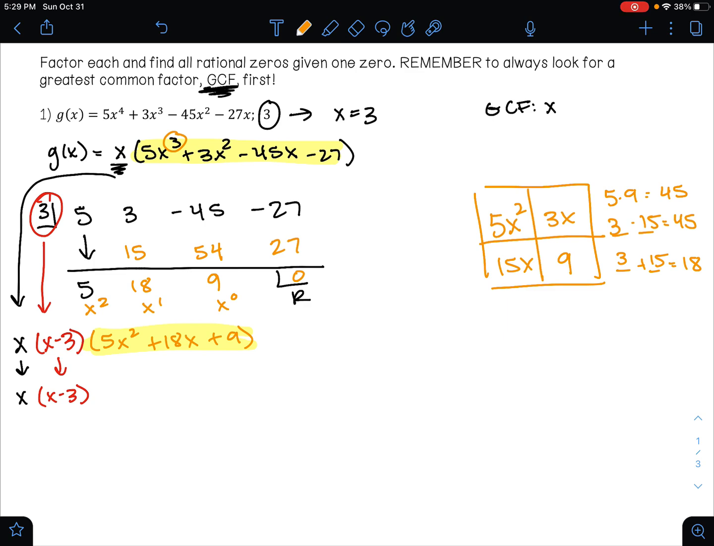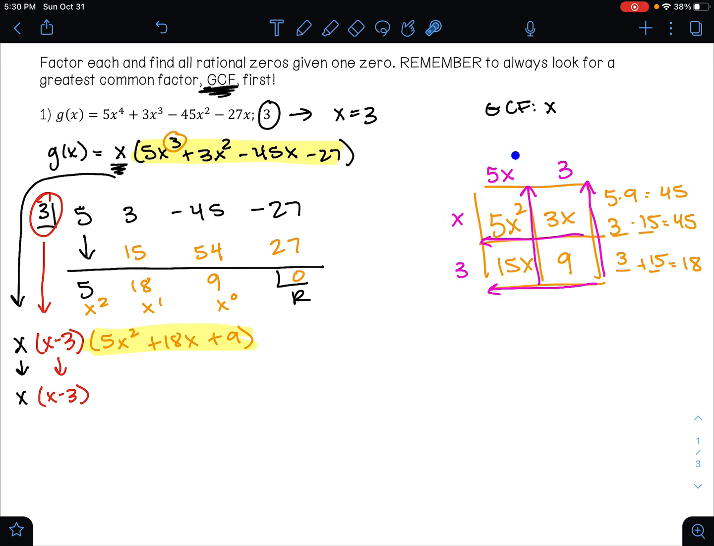The greatest common factor in my top row is not 5x, it's just x. The greatest common factor in my bottom row is 3. The greatest common factor of the left side is 5x, and the greatest common factor of the right side is 3. Remember that when you are factoring, you can always check your work.